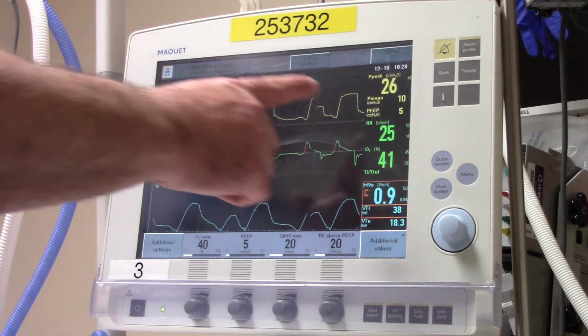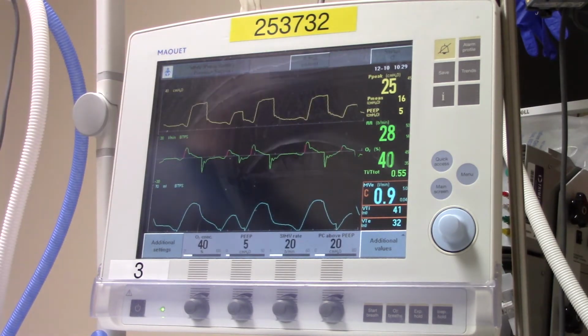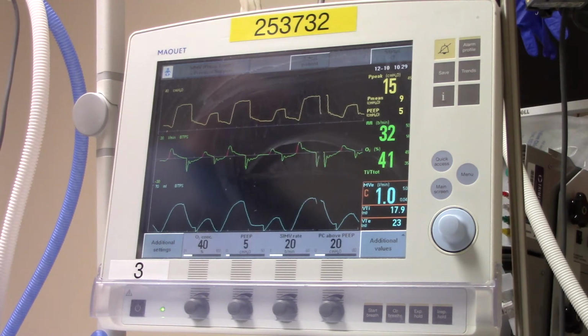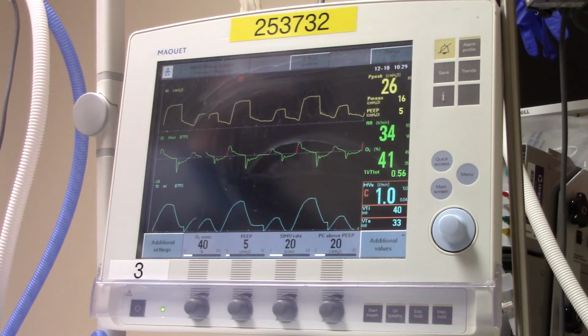So what we're going to do is we're going to look at what his peak pressure is. And in pressure control, we have a set pressure that's peak of 25 in this case. If he's in PRVC or auto mode, you're going to look at what is his peak pressure on his breaths, and you're going to use that number as your peak.